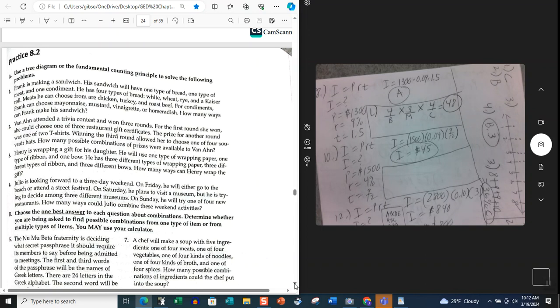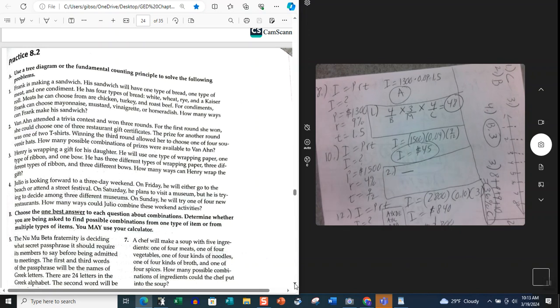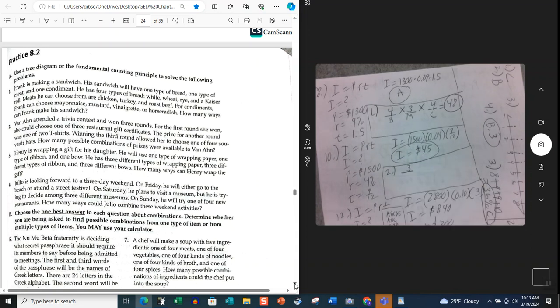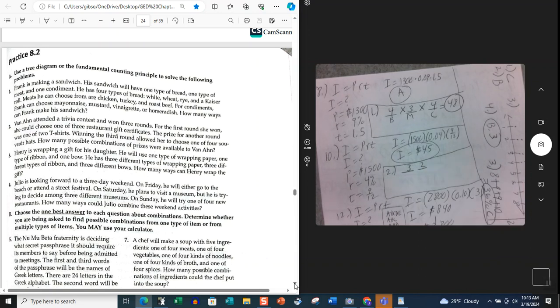Okay, so for the first round she won, she could choose one of three restaurants. So we'll put three. That's the first round. Now the prize for another round was 2 t-shirts. So the second round would be 2.